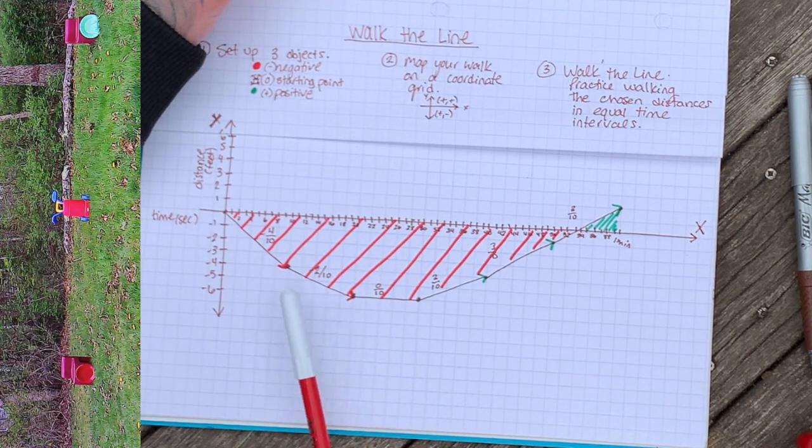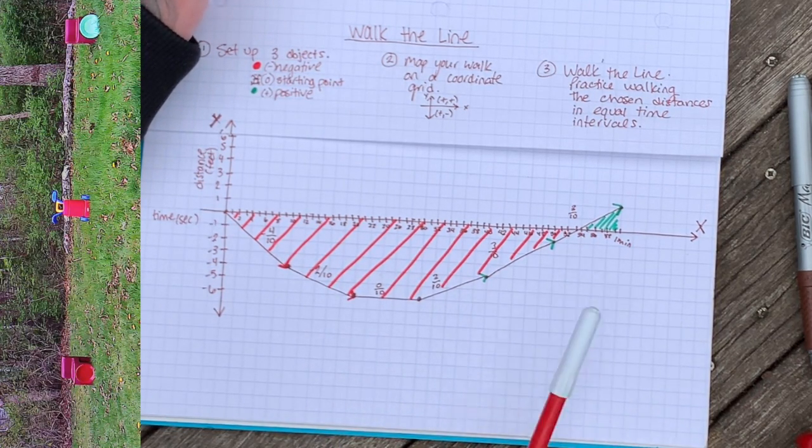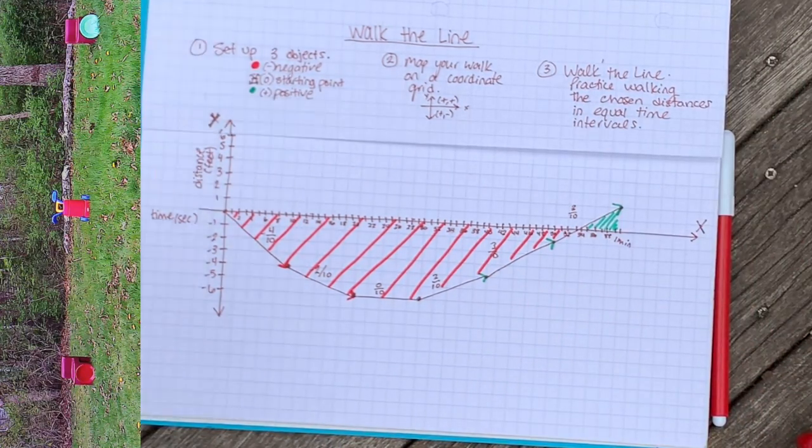Negative 2/10 and 2/10 are the same speed because their absolute values of their slopes are the same, but the directions are different. Here I'm heading towards the negative, more negative, and here I'm heading towards positive. So let's see what this looks like actually walking it out.